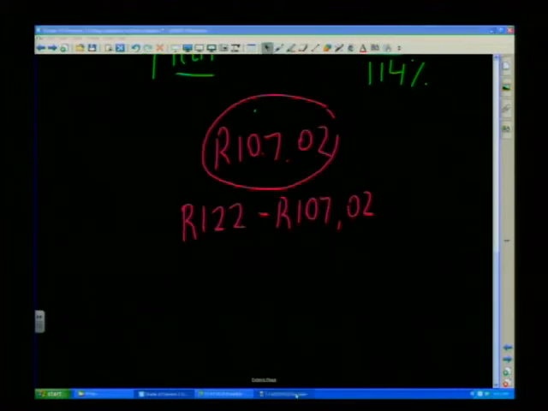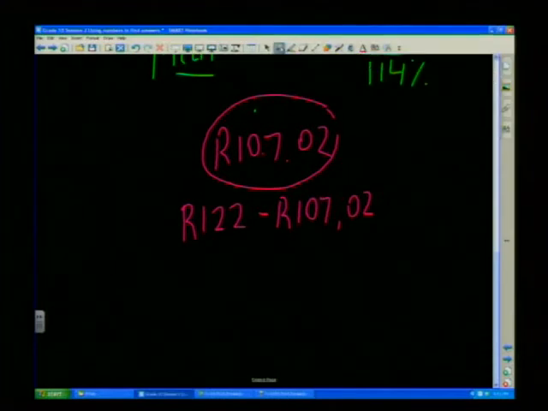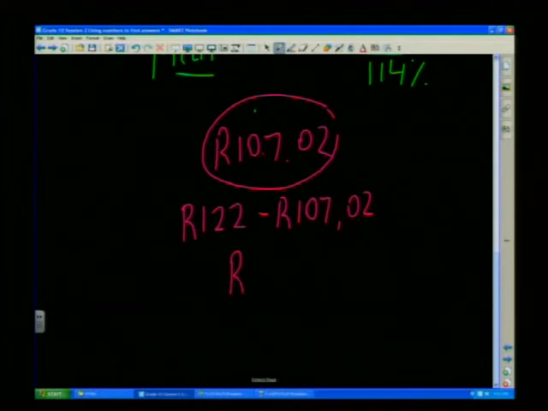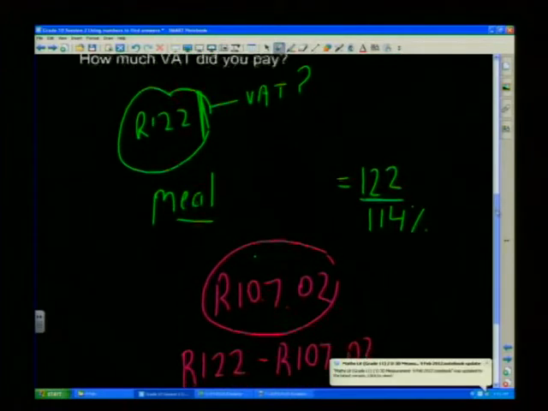So let's find my calculator again, and I can do that. I'm going to round this off. So I'm going to clear that. Say 122 Rand minus my 107,2, and I get an answer of 14 Rand 98. That is what I paid in VAT. 14 Rand and 98 cents. That's what I paid in VAT. Have I answered the question?